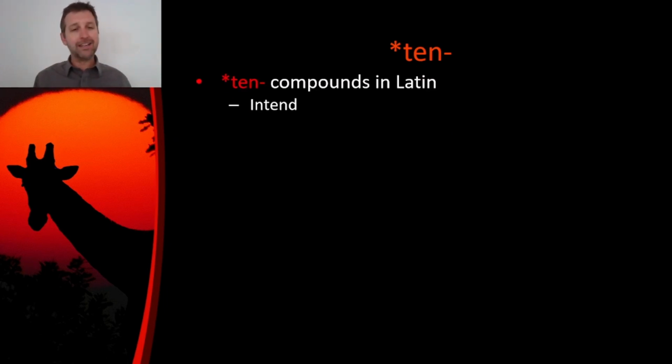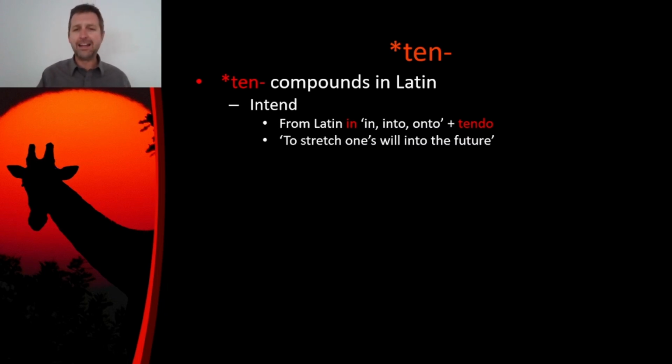I told you we were about to get to this word. Let's put a different preverb on the front of tendo. What about in? In is obviously very simple. In just means in or into or onto. So intend means to stretch into. And what does that mean exactly? The meaning of this when you intend something is you're stretching your will out into, that's the in part, into the future. That's what it means to intend something.